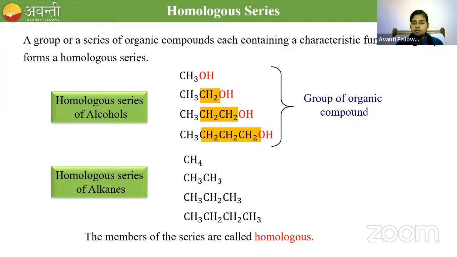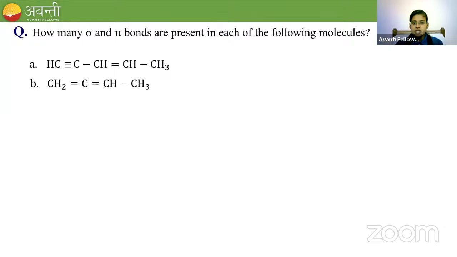All right, very good. Now let's go ahead with one question, and from that we are going to learn one concept. Thank you, students, for your response. So this is the question: how many sigma bonds and pi bonds are present in each of the following molecules?